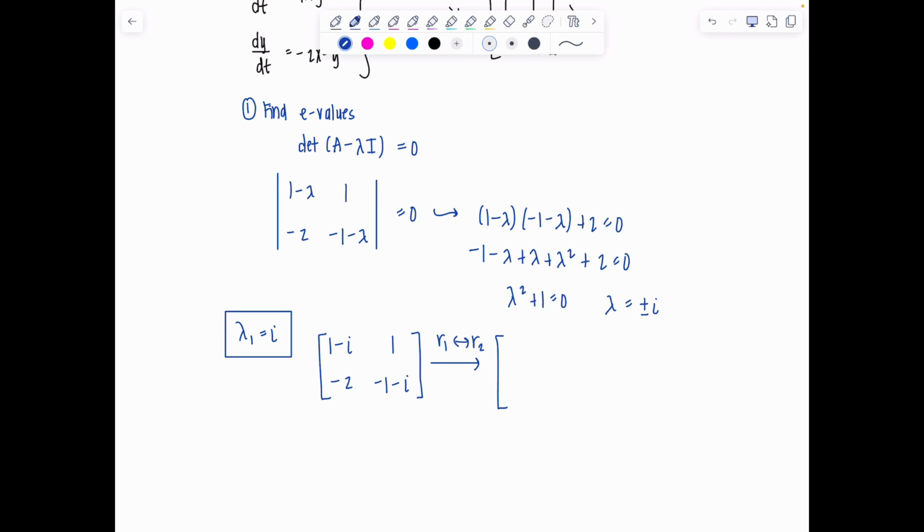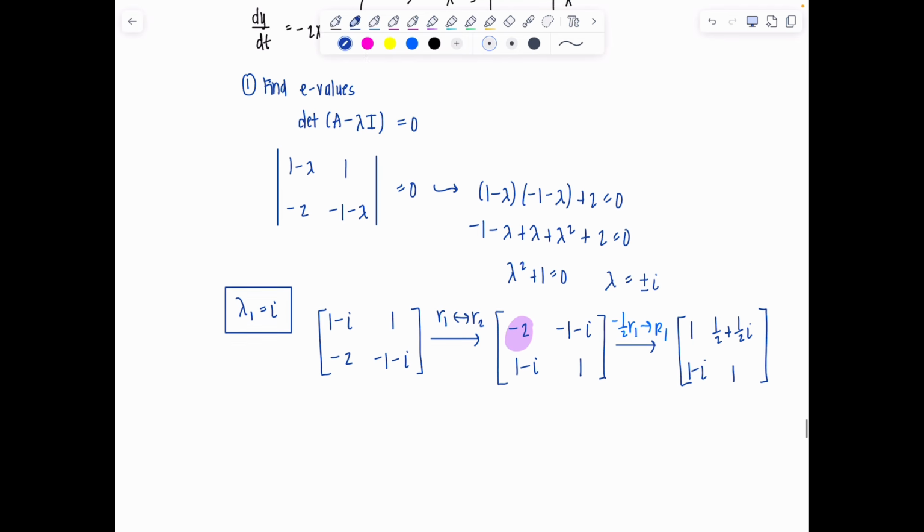Okay. So then what do we have? We'll have negative 2, negative 1 minus i, 1 minus i, 1. Okay, so let's focus. We need to make this a positive 1. So what should we do? Good. So negative 1/2 row 1 is my new row 1. So we're going to have 1. This will become 1/2 plus 1/2 i, yes? And then this is just going to stay right now, 1 minus i and 1.